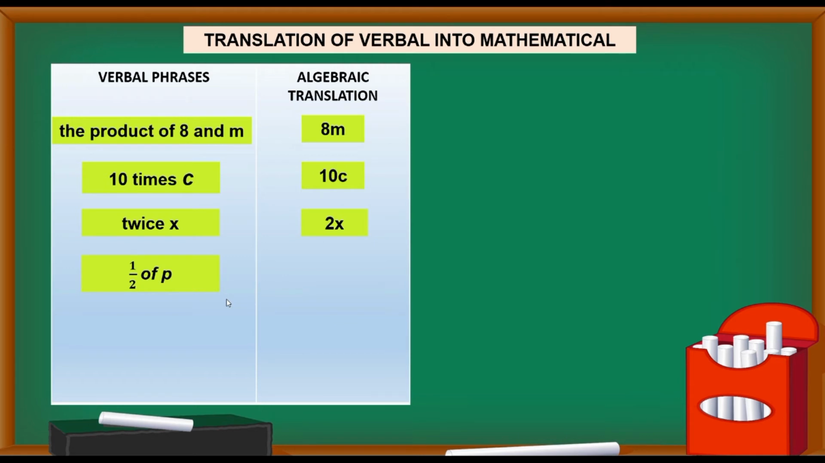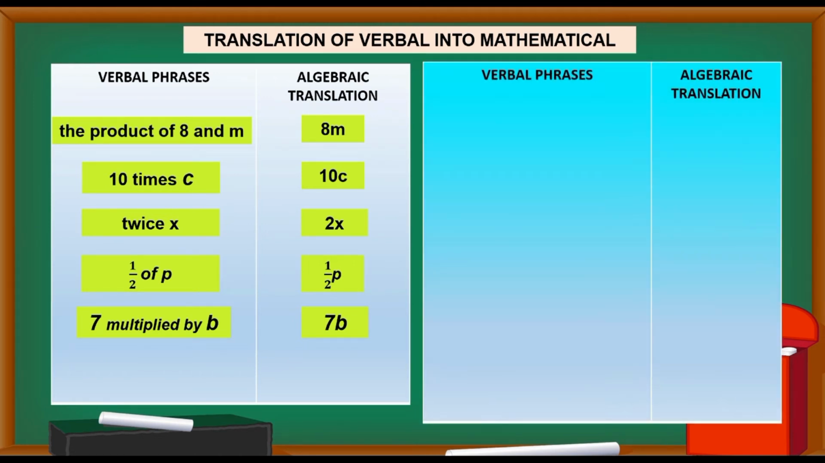How about 1/2 of p? So, since ang term na ginamit po ay "of," ibig sabihin, multiplication. So, pwedeng 1/2 p. Pag dinikit lang po natin, pwede na po yan. Ibig sabihin ay multiplication na. Another is 7 multiplied by b. So, that would be 7b. So, ganun lang po kadali ang multiplication. Basta tandaan natin, pwede lamang po siya kung isang number at isang variable or letters.